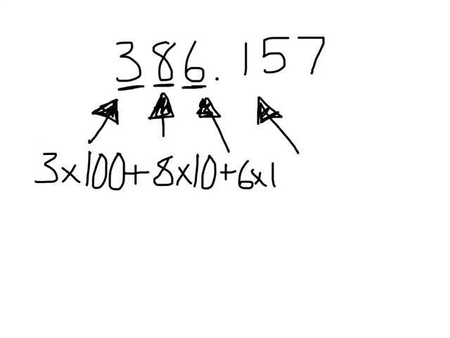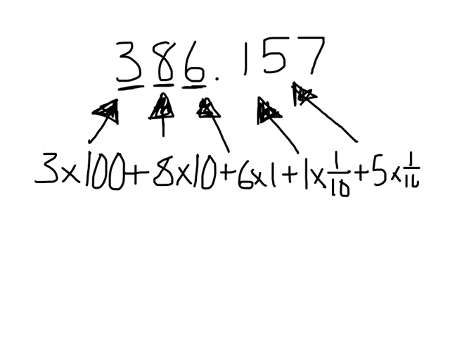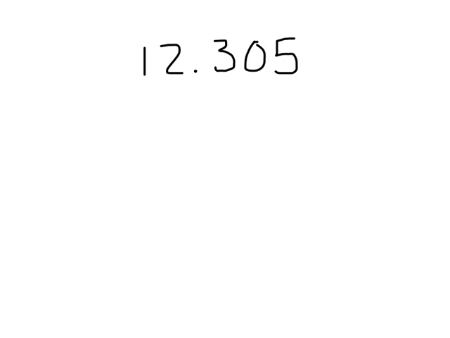What about the 1? I can see that it's in the tenths place, so I would write 1 times 1/10. Again, just multiplying each number by its place value. 5 is in the hundredths place, so I would do 5 times 1/100th, 1 over 100. And 7 is in the thousandths place, so 7 times 1 over 1,000. Let's look at one more example before I let you practice a few on your own.